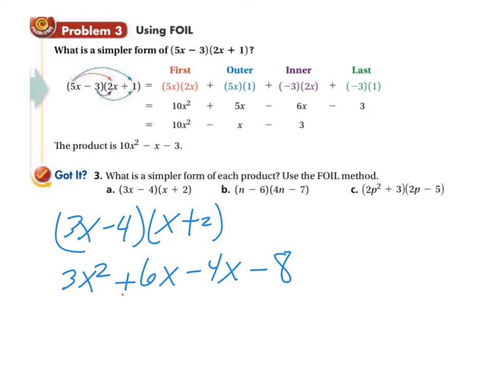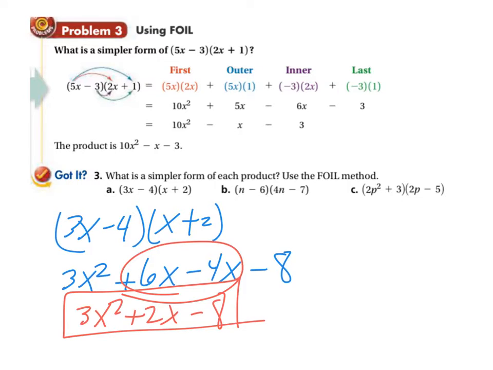And here again, we have those two middle terms that are like, so I'm going to combine them. So we're going to get 3x squared plus 2x, because 6x minus 4x is 2x. There we go. And then minus 8 doesn't combine with anybody, so there we go.